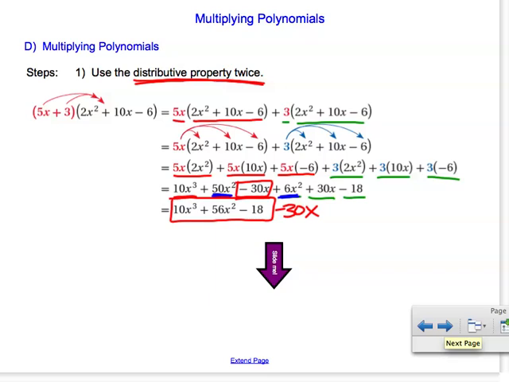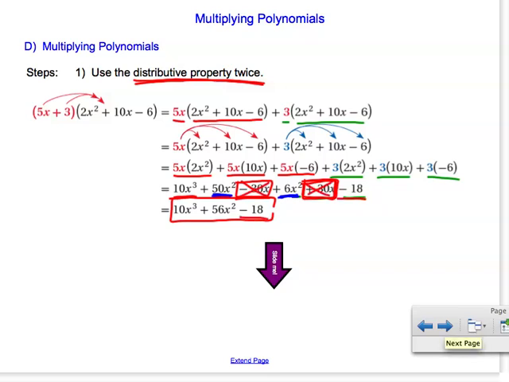Oh no, oh my goodness. No, Miss Bashar. I spoke too soon. I have negative 30x, and negative 30x, and positive 30x. Guess what happens to those guys? They cancel each other out. They're gone. And so then this negative 18 just comes there.